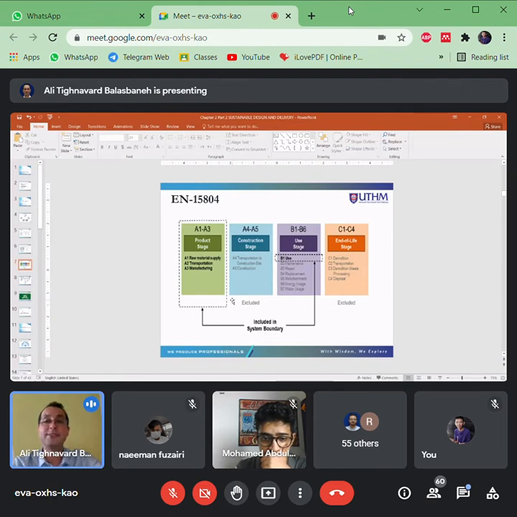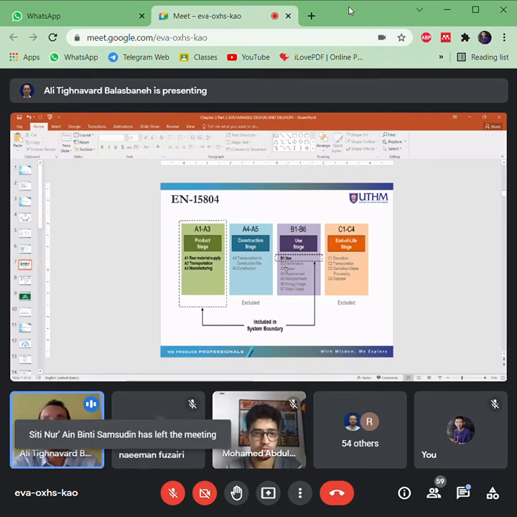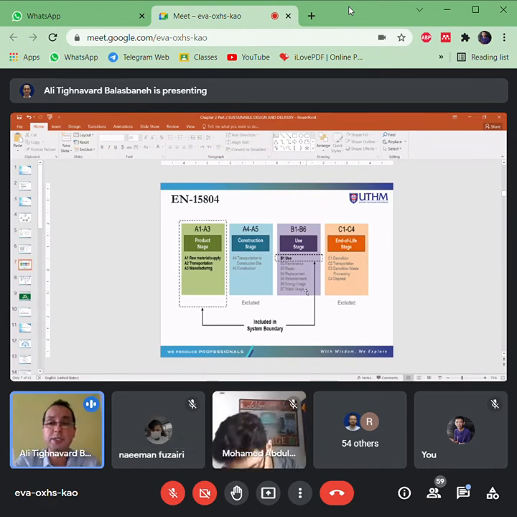In the use stage, we have 7 different categories: use, maintenance, repair, replacement, refurbishment, energy use, which normally contributes 70% of the emission during the building life cycle, either heating or cooling. Also lighting is considered. Water usage. This is all related to the use stage of the building.